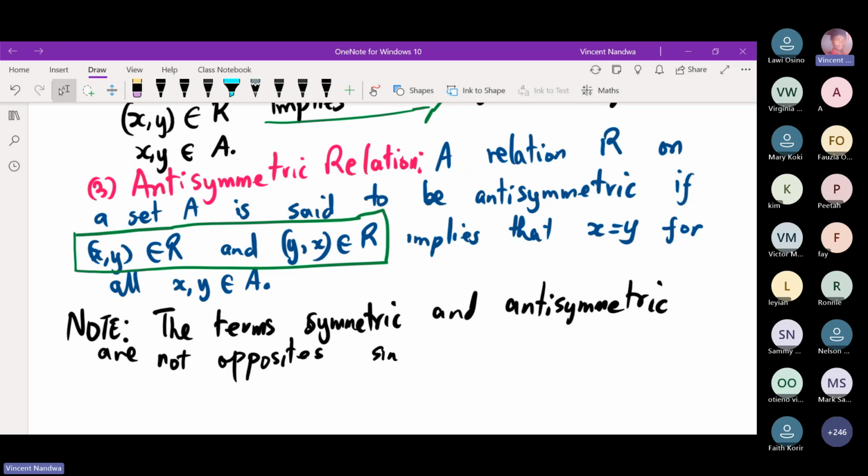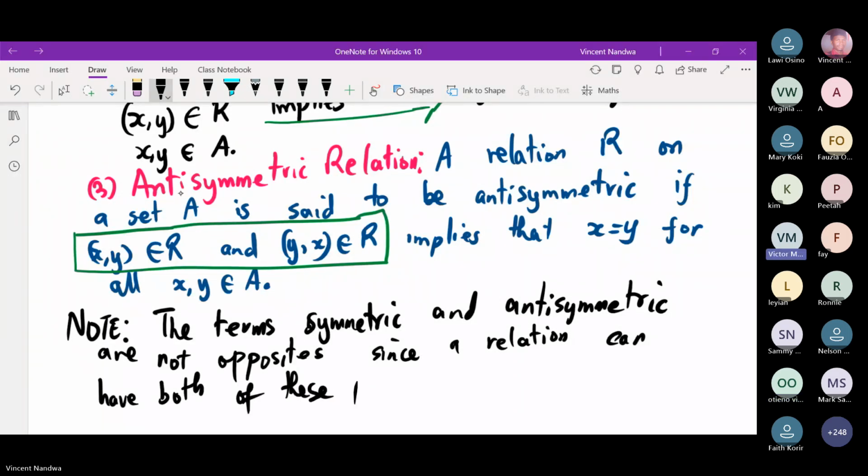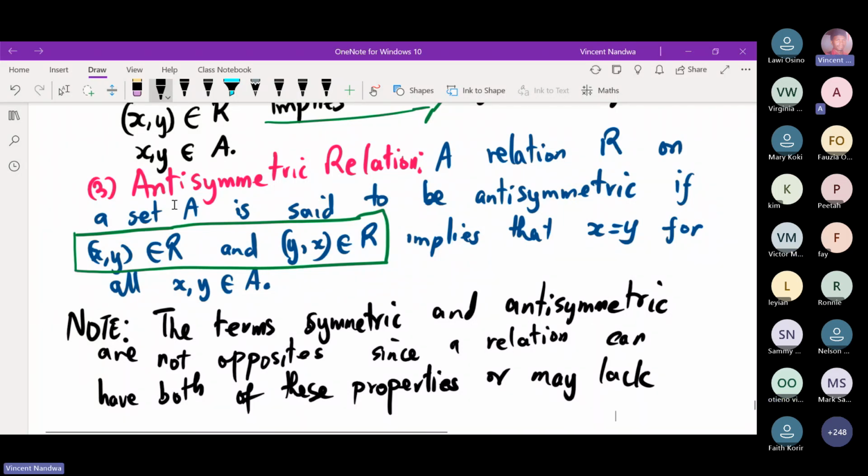So in the relation, can have both of these properties, or may lack both of them.